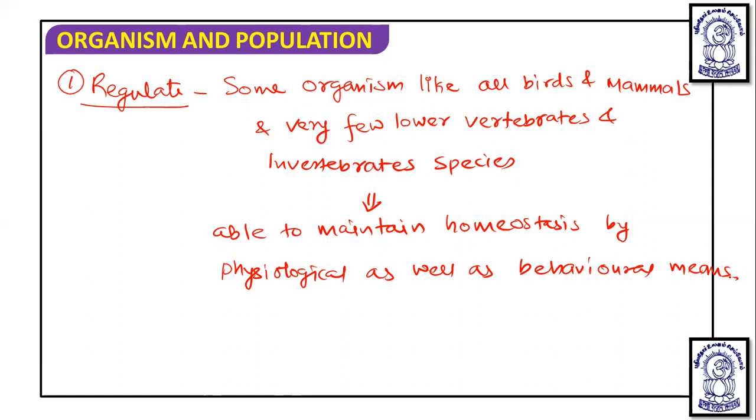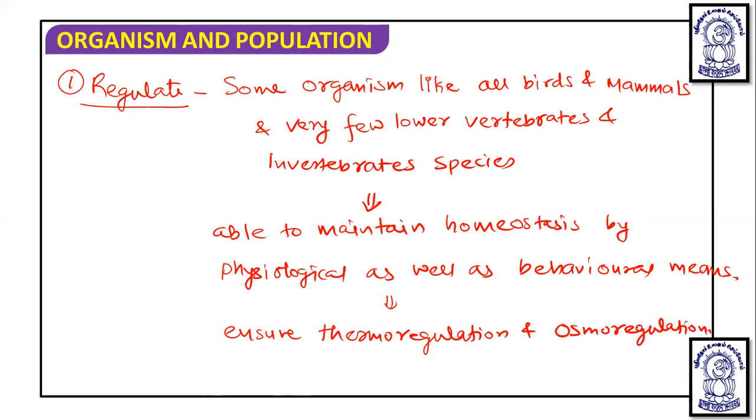So some organisms maintain homeostasis by behavioral or physiological mechanisms, which ensure thermoregulation and osmoregulation. Thermoregulation is constant body temperature maintenance, and osmoregulation is constant osmotic concentration maintenance. Okay, such a state is achieved by this homeostasis, and such organisms are known as regulators.